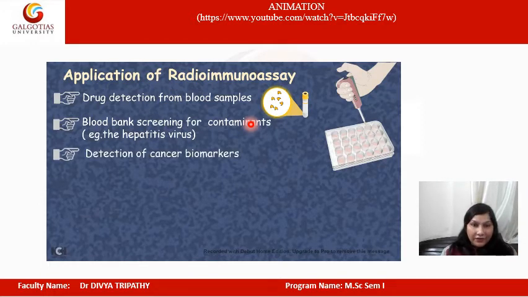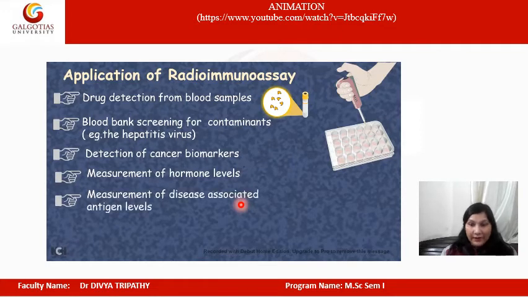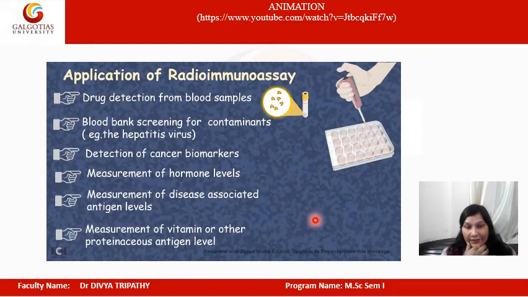It can be used to detect cancer biomarkers which are soluble. Other than that, measuring hormone levels, measurement of disease-associated antigen levels, all of these usage can be done by radioimmunoassay. It can also be used to detect certain vitamins and other metabolites, provided specific antibody is present against them, because the whole process is dependent upon antigen-antibody interaction. So you really need specificity of interaction between antigen and antibody, otherwise this whole process won't work.